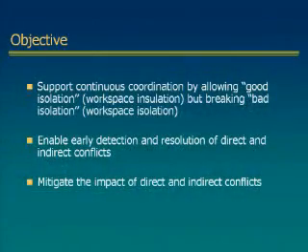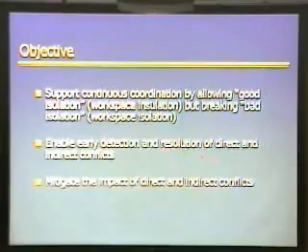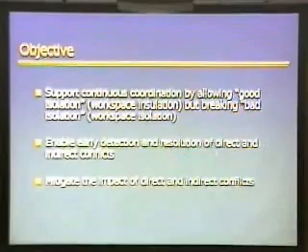So my objective for my dissertation was: how can we support continuous coordination by allowing good isolation? You maintain the formal underpinnings, you have the workspace, you don't get interrupted, but you have an idea that when someone's changes come in, they're going to affect you. It doesn't break your workspace right now, but you have the knowledge that it's going to happen. So you can detect conflicts early, and therefore resolution of these conflicts would be earlier and presumably easier. This would then mitigate the impact of direct and indirect conflicts.